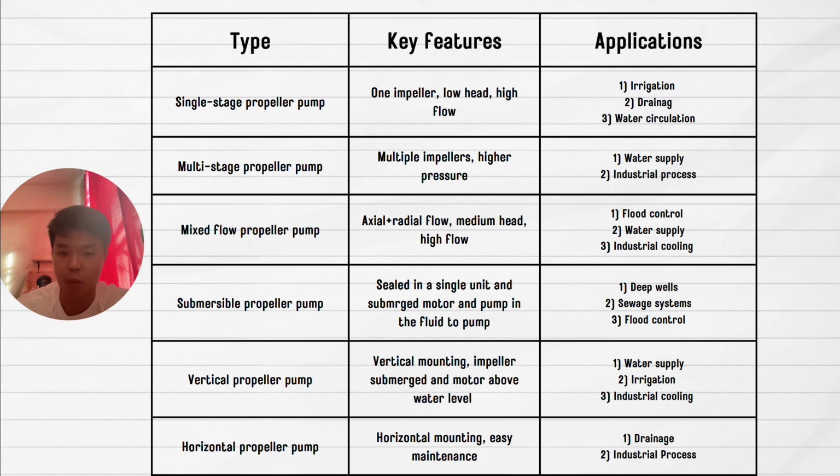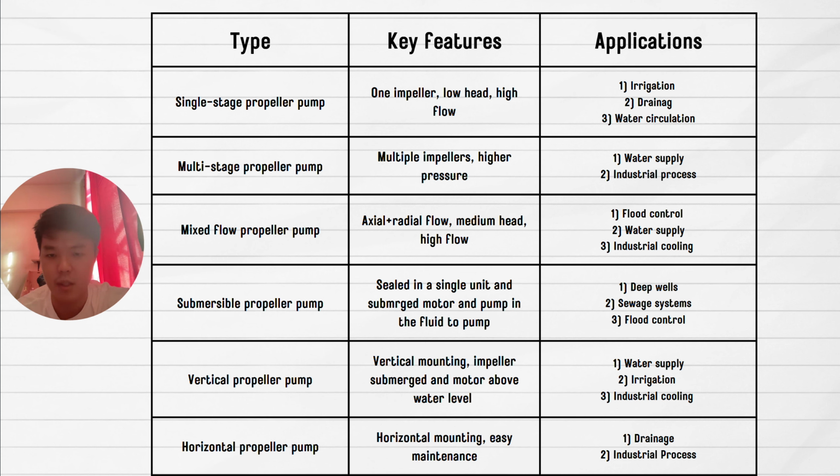And the third one is the mixed flow propeller pump, with the key features of axial radial flow, medium head, and also high flow. This is a bit different from the multi-stage propeller pump and the single stage propeller pump, because the flow for the mixed flow propeller pump is axial and radial. The application for the mixed flow propeller pump is flood control, water supply, and also industrial cooling.